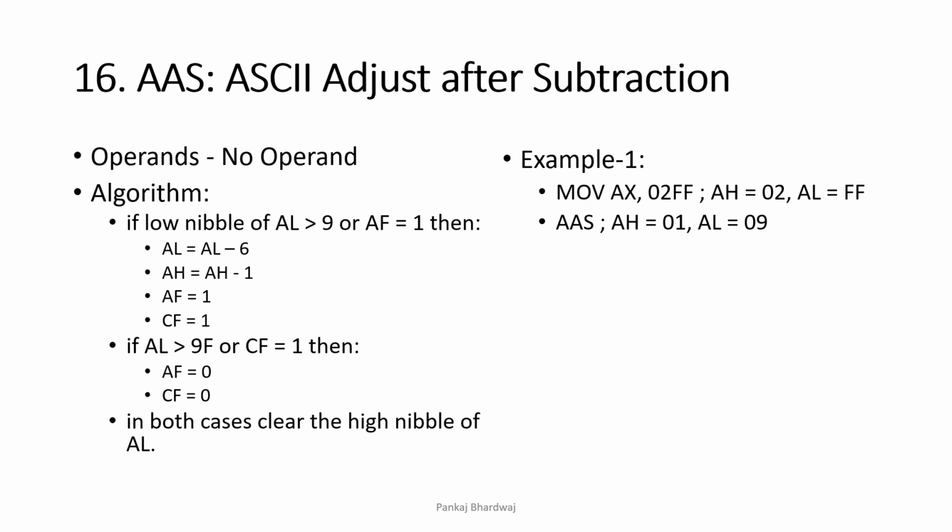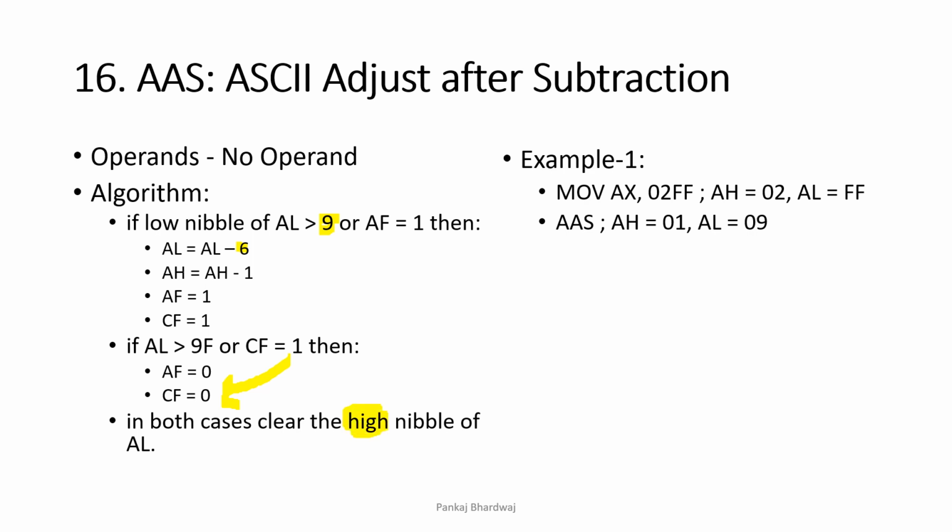Next is ASCII adjust after subtraction. ASCII adjust after subtraction is when we need to check whether it is greater than 9 or less than 9. If it is greater than 9, then simply we'll subtract the 6, and if it is greater than 9F, then we change the carry flag from 1 to become 0. In both the cases, high nibble of AL will be 0 again.